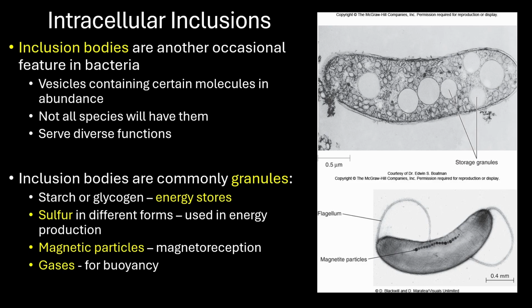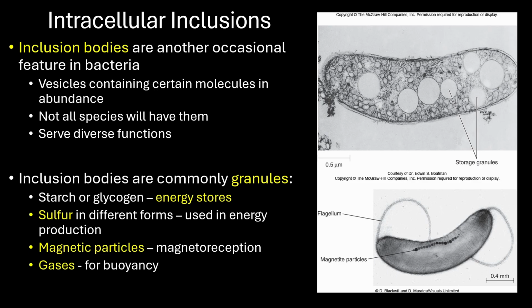These inclusion bodies are mainly granules. We call them granules, meaning that they're solid materials. They contain crystalline things. So one of those things is a starch or glycogen store. So essentially, this is how these cells might be temporarily storing energy to use for later.